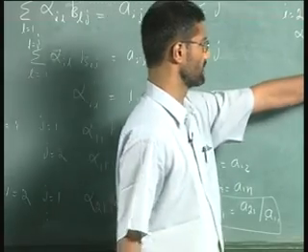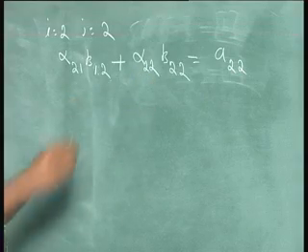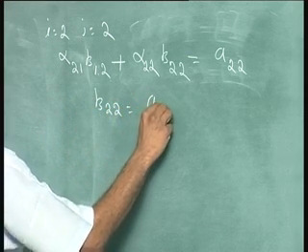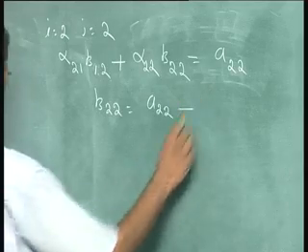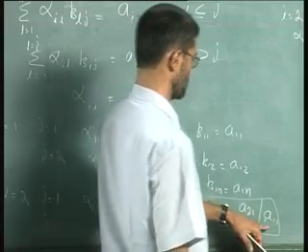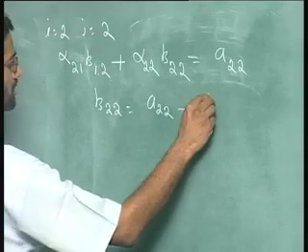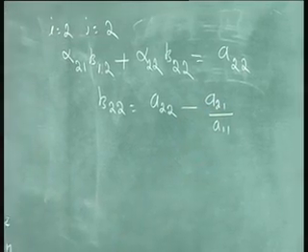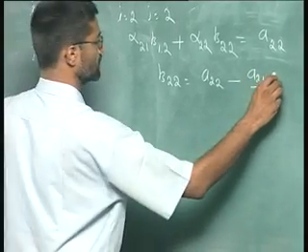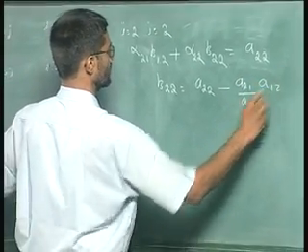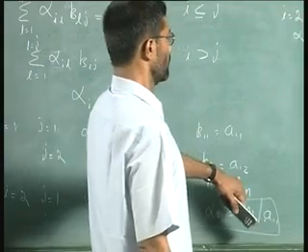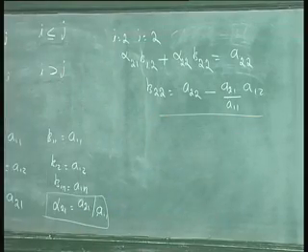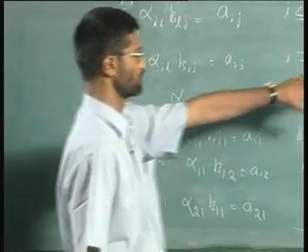And from everything we can just get beta 2 2 from this. So we will write beta 2 2 as A 2 2 minus alpha 2 1, which is A 2 1 divided by A 1 1, into beta 1 2, which was A 1 2. Alpha 2 2 is 1. So we can continue in this fashion. Then I can do it for all j equal to 2, 3, etc.